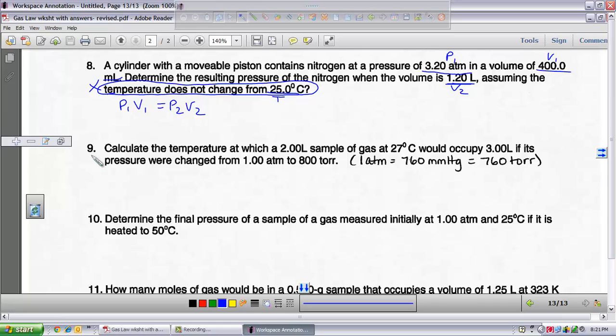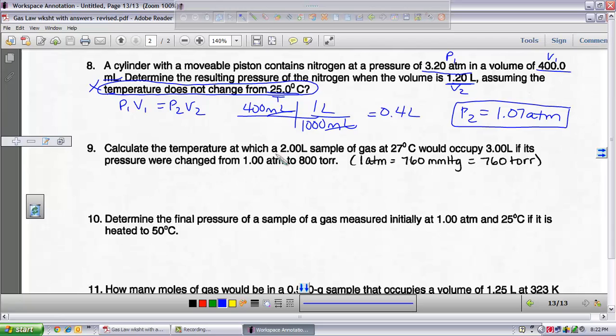So we're going to use P1V1 is equal to P2V2, which is Boyle's law because it's at constant temperature. So our pressure is atmospheres, and we want to know a new pressure, so we'll get atmospheres. We need to convert one of these volumes to match the other one. So I would convert the 400 milliliters to liters because typically volume is in liters. Okay. When you plug all those in, you get a new pressure of 1.07 atmospheres.